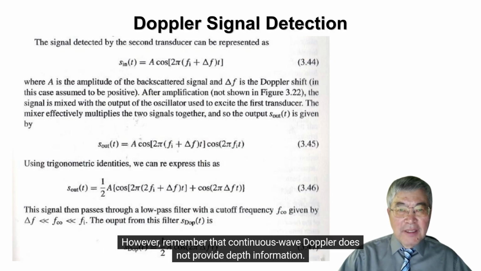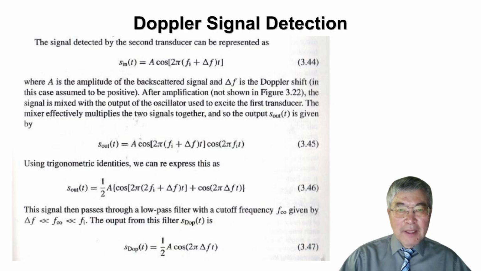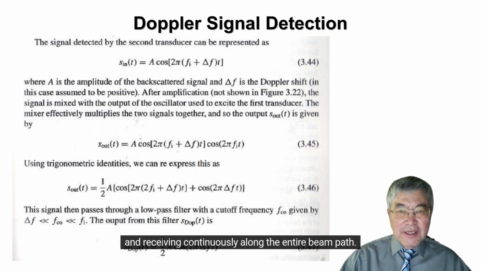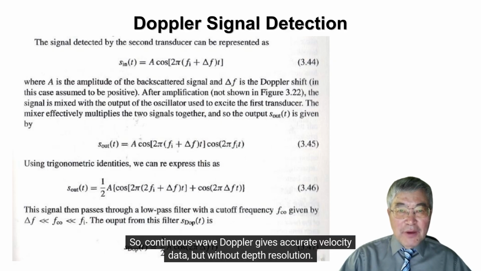However, remember that continuous wave Doppler does not provide depth information. It tells you the velocity, but not the exact location of the moving target, because the transducer is transmitting and receiving continuously along the entire beam path. So, continuous wave Doppler gives accurate velocity data, but without depth resolution.